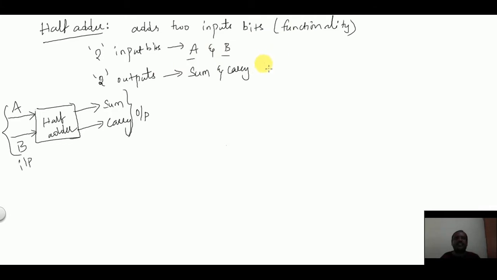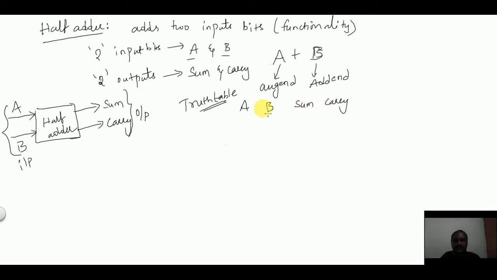As I have told you, half adder adds two input bits, that is A plus B. Bit A is called the augend bit, and bit B is called the addend bit. So I'm writing the truth table now. First of all, inputs A and B, and then outputs sum and carry. These two are inputs and these two are outputs.